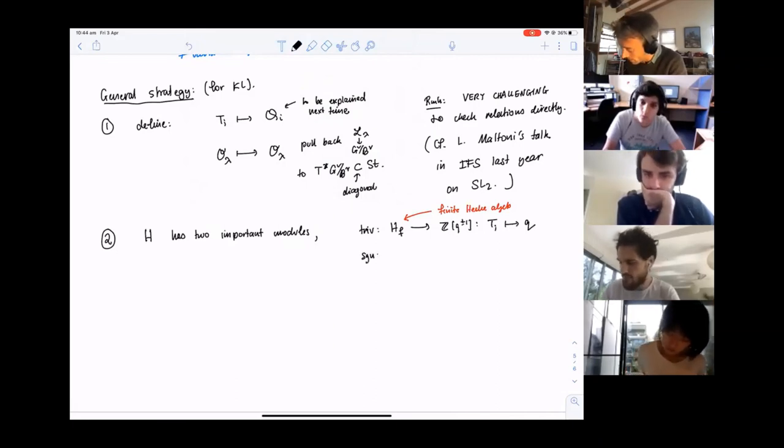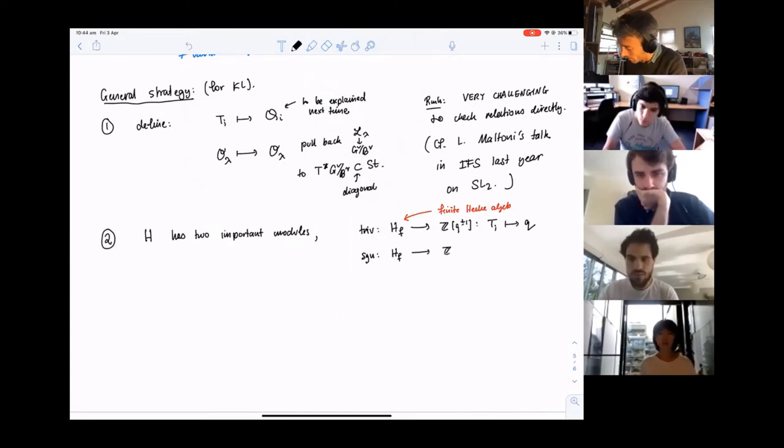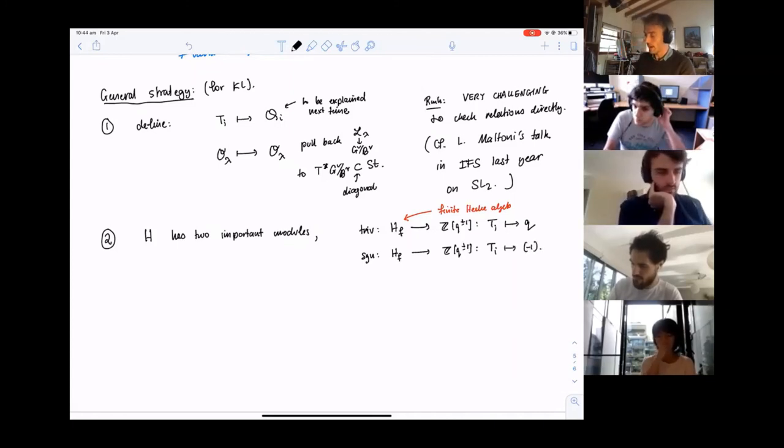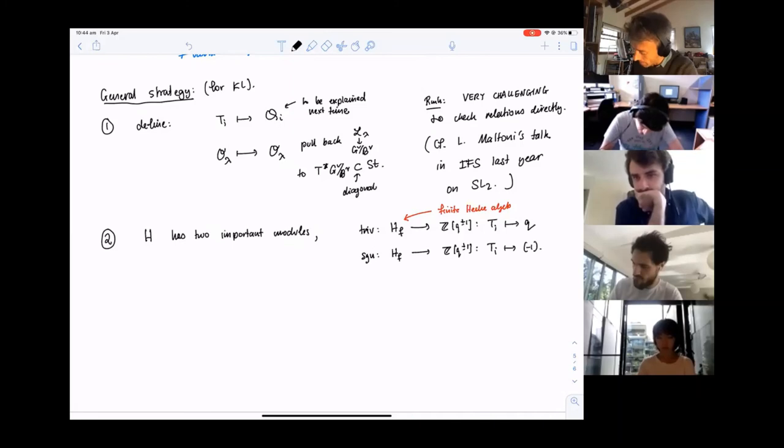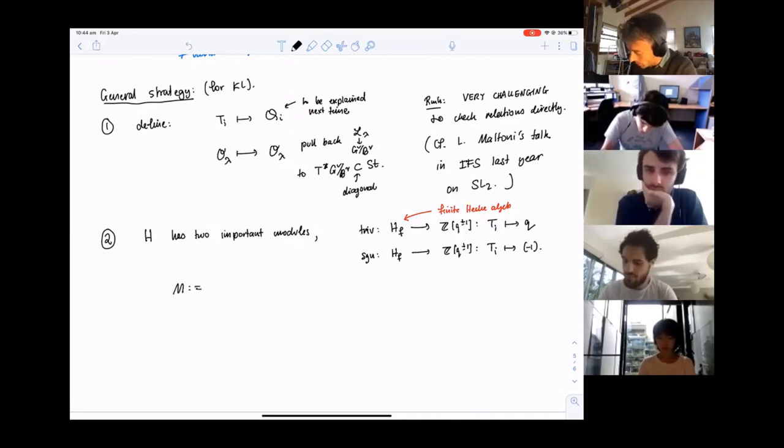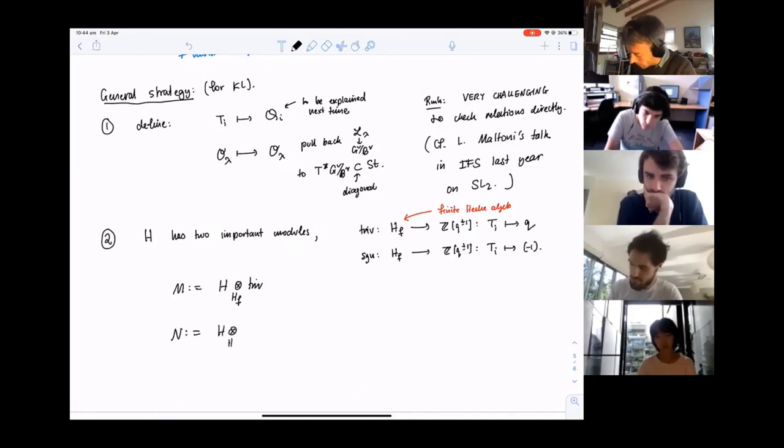And the sign representation, which sends Ti to minus one. And then we form M, which is the induction from this trivial module up to the whole Hecke algebra. And note that this is, and N is the, so this is called a spherical module.